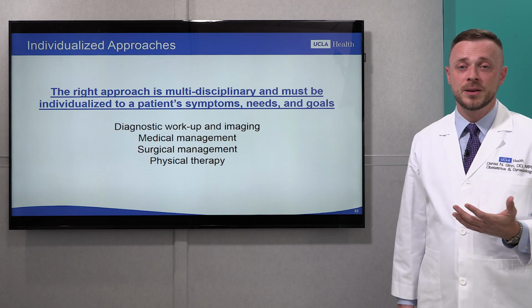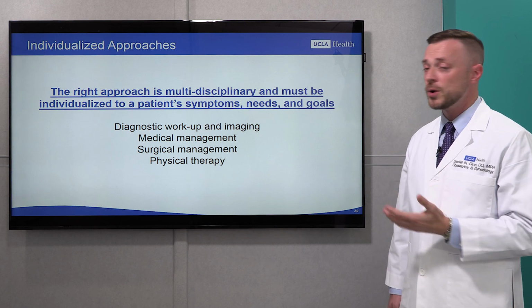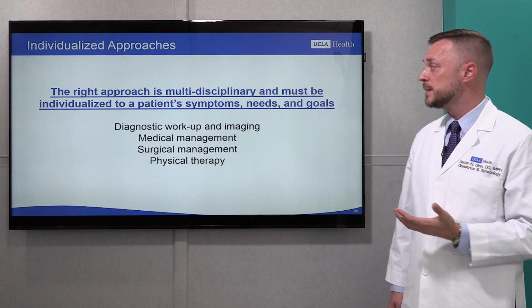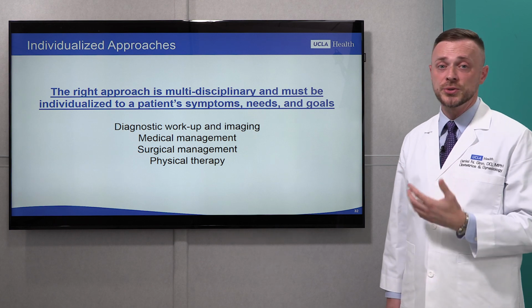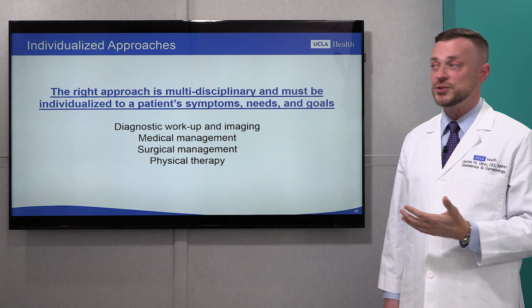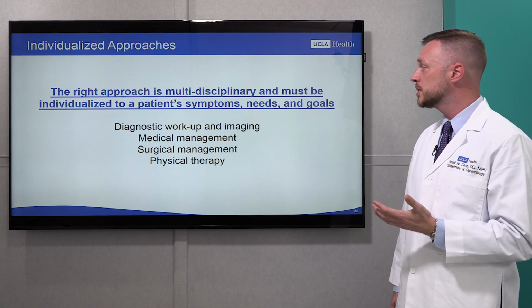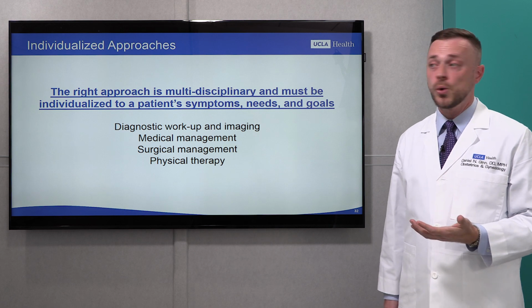In the end, we take an individualized approach to endometriosis management. The right approach requires a multidisciplinary team of endometriosis specialists, colorectal surgeons, urologic surgeons, physical therapists, gastroenterologists. We have to individualize a plan to a patient's symptoms, their own needs, and also what their goals are.